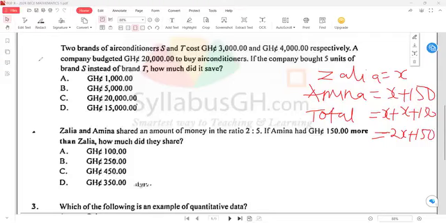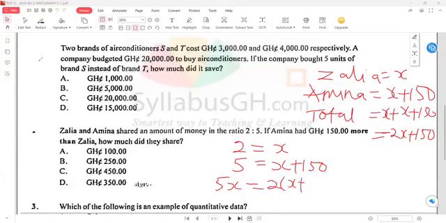So now, if you are taking the ratios, I can take 2, which is for Zalia, and that should be equal to X. And I can take 5, which is for Amina, and that should be X plus 150. If I cross multiply, I'm going to get 5X equal to 2 multiplied by X plus 150. So my 5X should be, expanding, 2X plus 300, 2 times X, 2X, 2 times 150, 300.